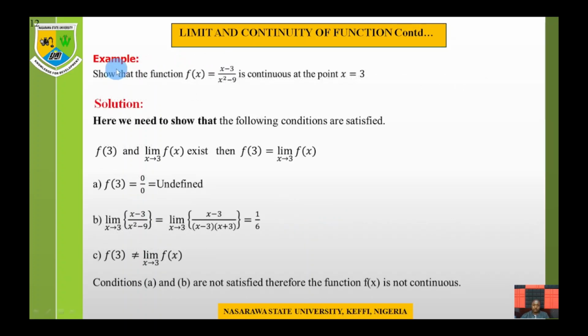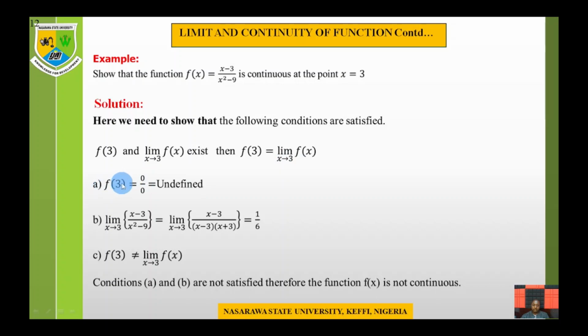So next example, we want to show that the function f of x equals x minus 3 divided by x squared minus 9 is continuous at the point x equals 3. Solution. Here we need to show that the following conditions are satisfied: that f of 3 and limit of f of x as x approaches 3 exist. Then also we need to show that f of 3 is equal to the limit of f of x as x approaches 3.